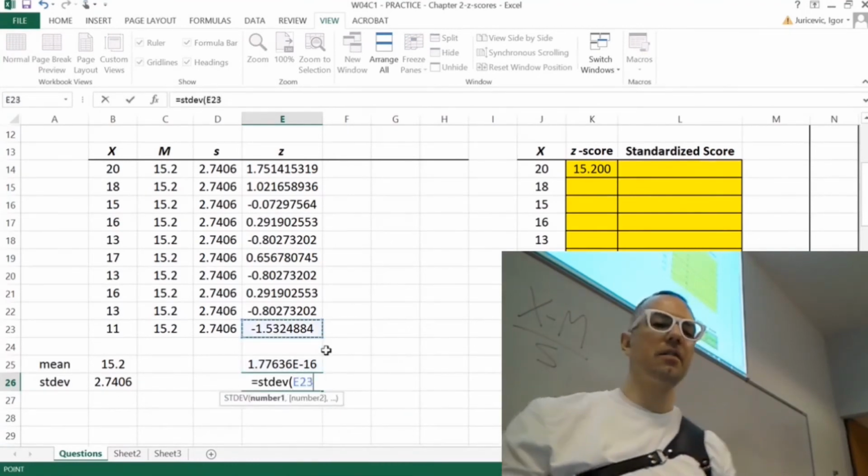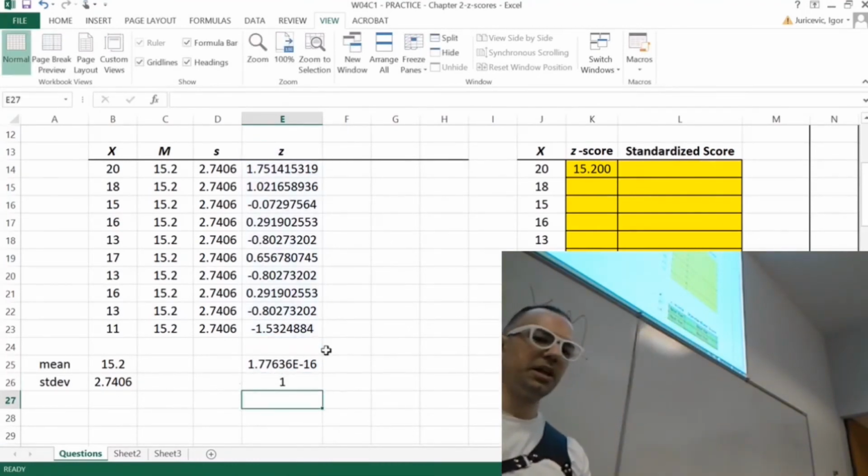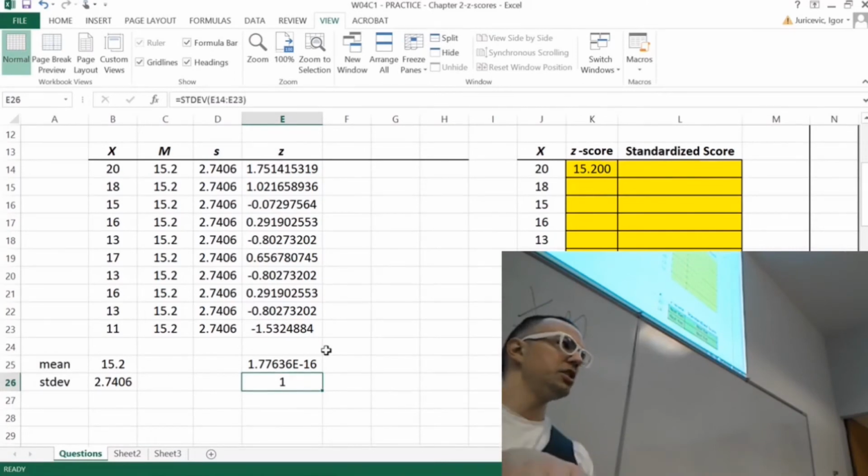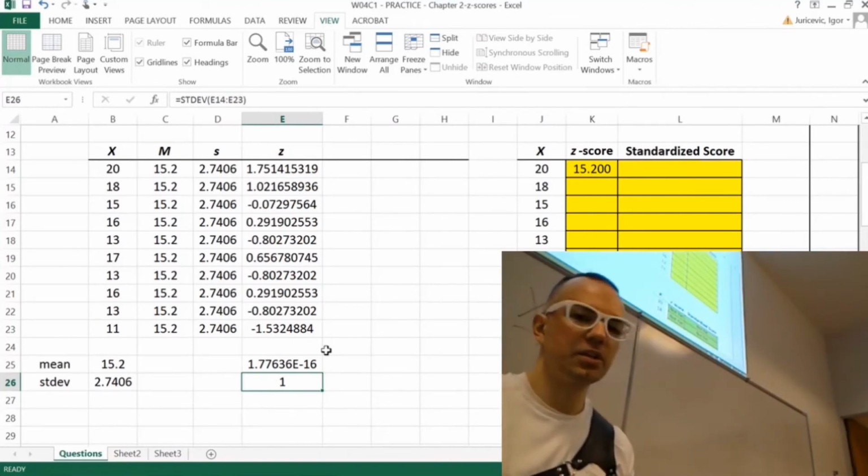And the standard deviation, that's the easiest one to explain, so I'll explain that first. The standard deviation is equal to 1. That's exactly what we want, right? We wanted a standard deviation of 1. That gives us confidence that we did this correctly.